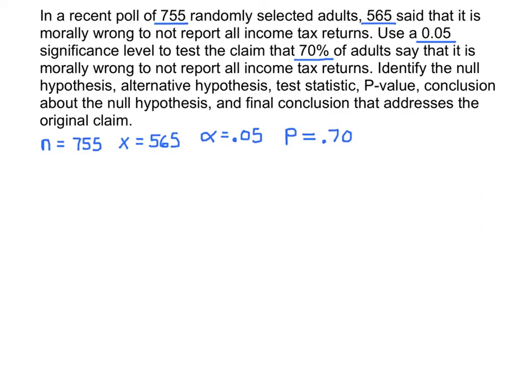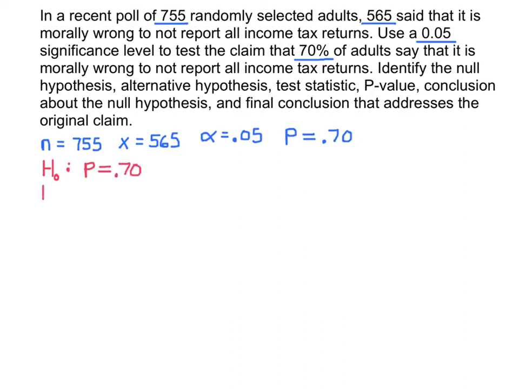So the first thing we want to do here is identify our null hypothesis. Well, here we're given our claim about the proportion, that the population proportion equals 70%. And remember, our null hypothesis is one where our proportion is equal to a value. So this does represent the null hypothesis. So let's write that down. Our null hypothesis, H naught, is that the population proportion equals 0.7.